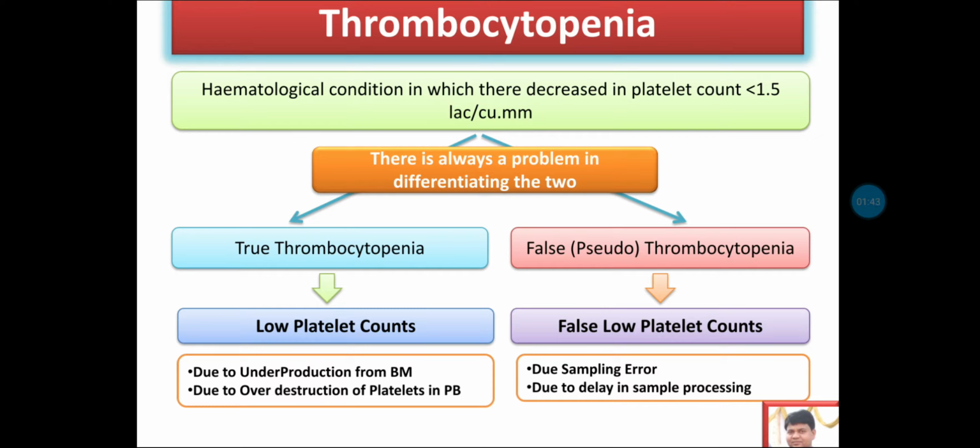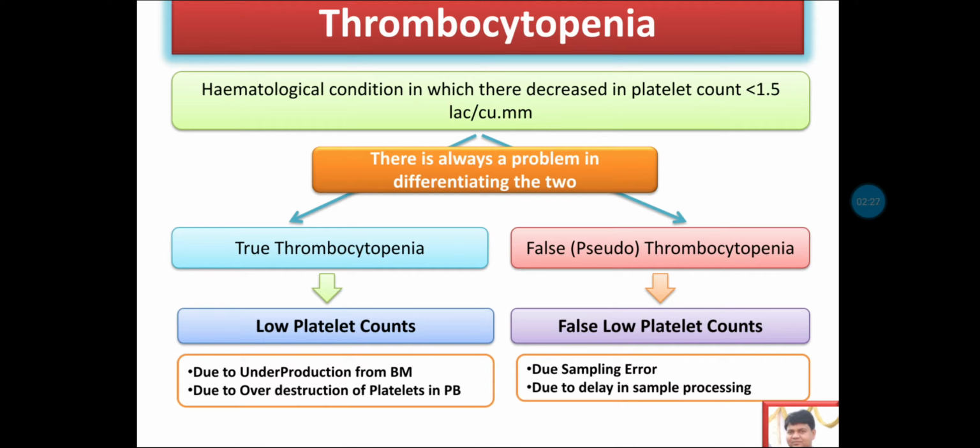By knowing the interpretation of these CBC histograms. As we know, the main cause of true thrombocytopenia is a low platelet count, due to underproduction of platelets from the bone marrow, or due to over destruction of platelets in the peripheral blood. On the other hand, in false or pseudo thrombocytopenia, the platelet counts are falsely low. Actually the counts are normal, but on the CBC findings we get low counts. This could be due to some sampling errors.